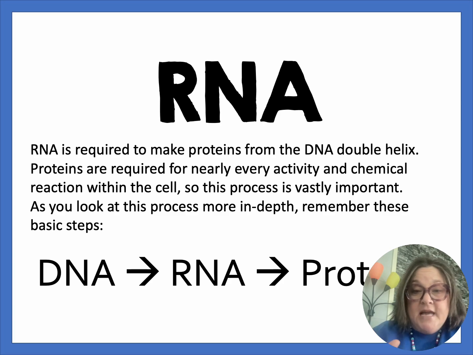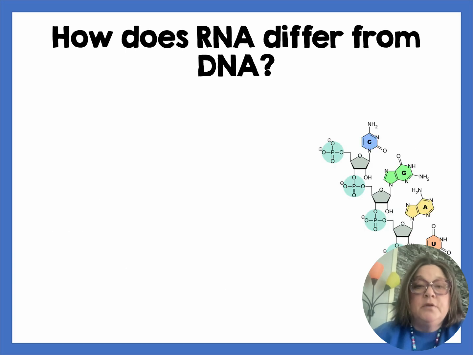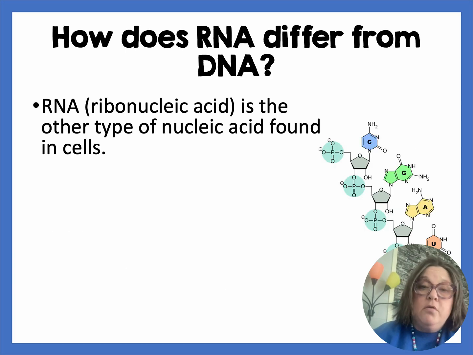Remember, we talked about the arrows. Arrows is not equals, arrows is yields. So DNA yields RNA, or makes, goes to, and then RNA yields, makes, goes to proteins. While DNA and RNA are very similar, they are also very different and have different roles. You need to know how RNA is different from DNA.